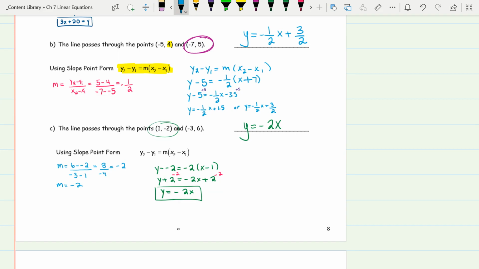Okay, I see it. So guys, for C, what are you getting for your slope? Negative 2. Okay, keep going.